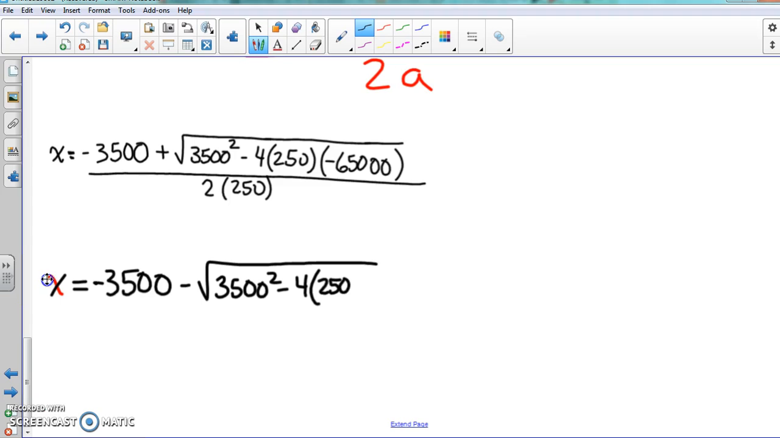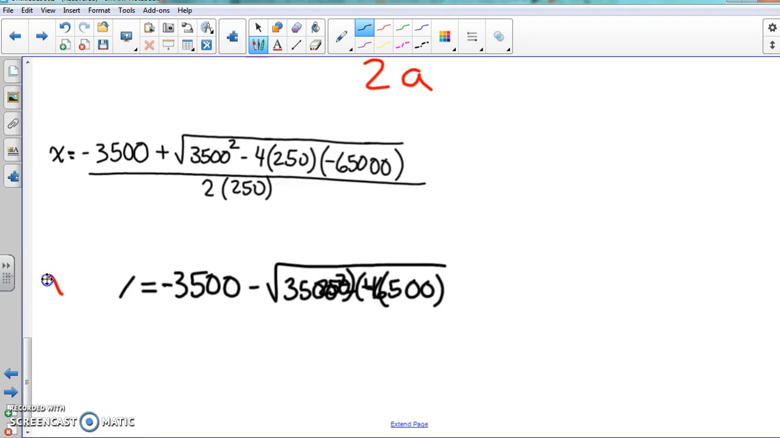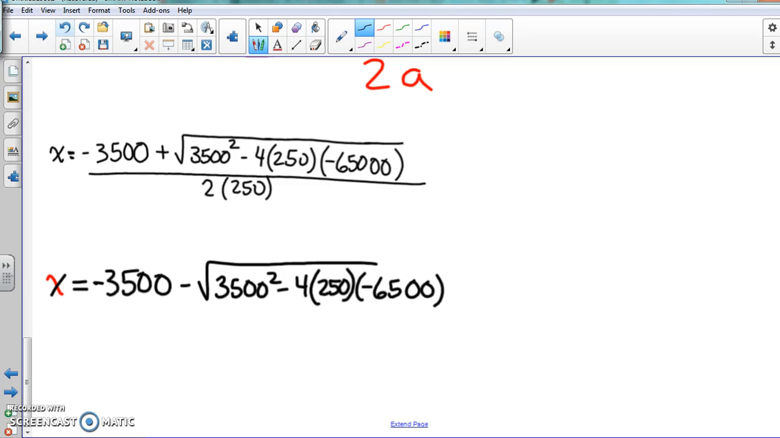Get one that's a positive, one that's a negative. Oh Lord. Undo, undo, undo.